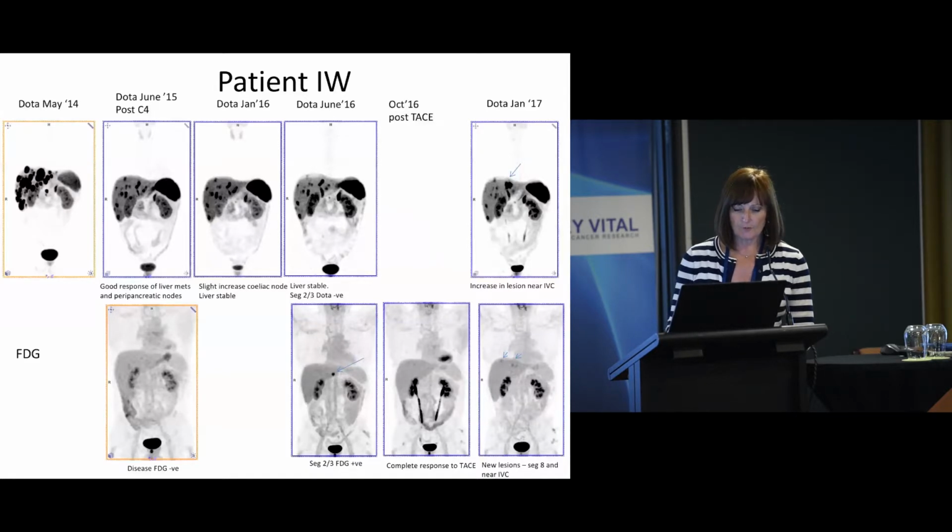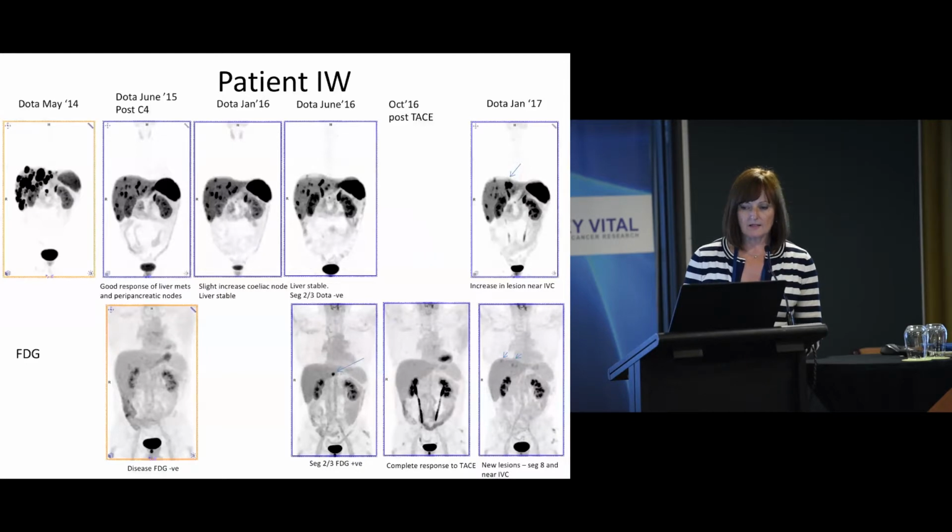I don't have a prior FDG, but at this point it was negative. And over a good year, the disease was stable. At 12 months, the patient developed a discordant single FDG avid lesion in segment 2-3. And the patient underwent some TACE and the lesion responded well.